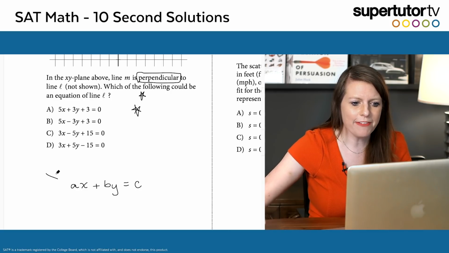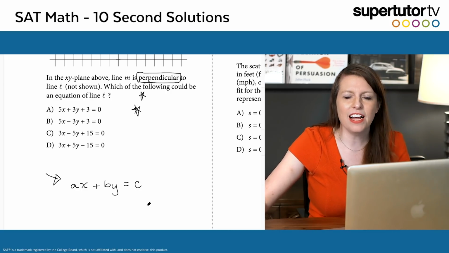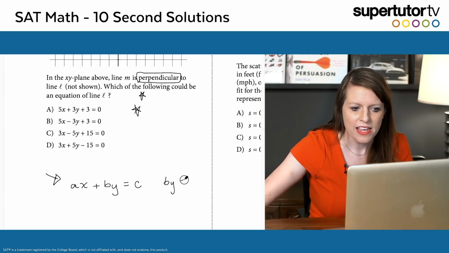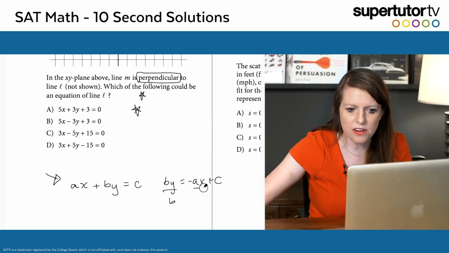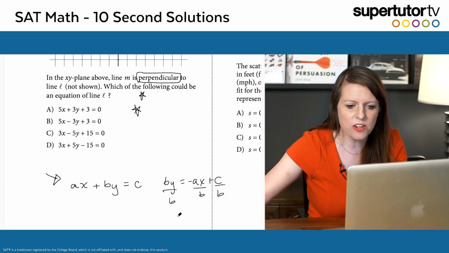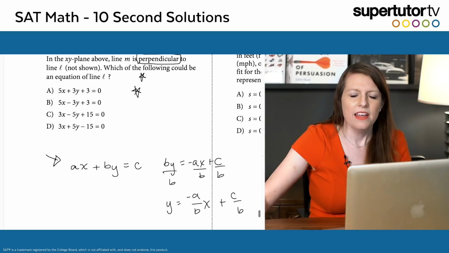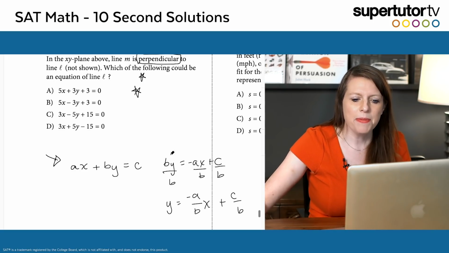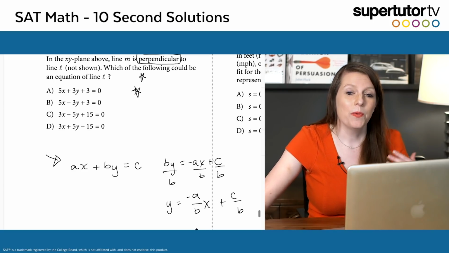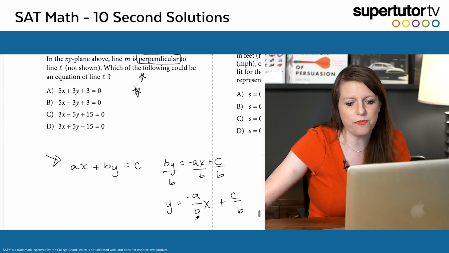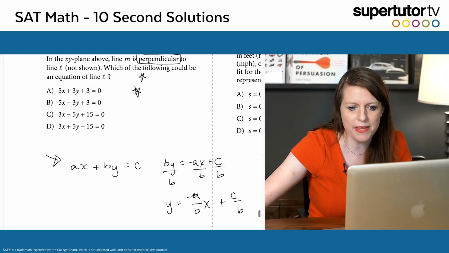Whenever we have an equation in standard form, you might think, gosh darn it, I have to turn this into slope-intercept form, and then you end up doing by equals negative ax plus c, and then you divide everything by b, and you get y equals negative a over b times x plus c over b. Okay, now I'm done, right? But you see how this takes a little bit of time. Well, there's a faster way, because as you can see, when I solve this into slope-intercept form, m is always my slope, and m is right here.